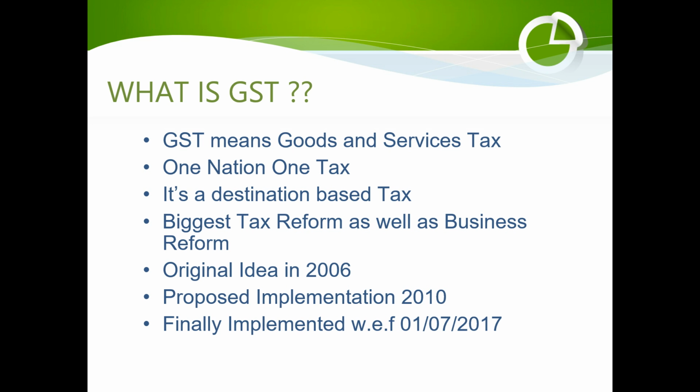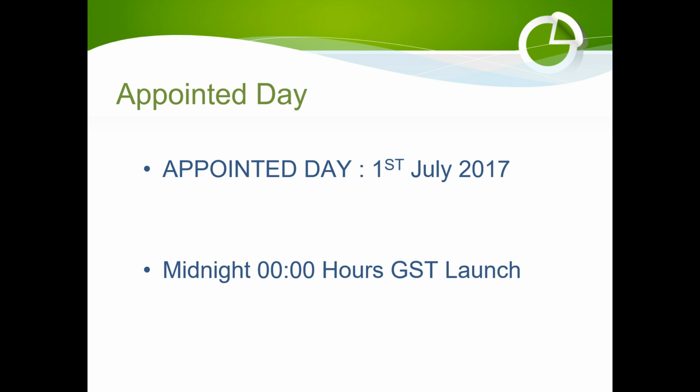It is the biggest tax reform as well as business reform. The original idea was placed by the Congress government in 2006. The proposed implementation was in 2010, but it was finally implemented by the Modi government with effect from 1st July 2017. The appointed day is the term mentioned in the GST Act. The appointed day means the day on which the GST Act was applied all over the country, that is 1st July 2017, the midnight of the GST launch.